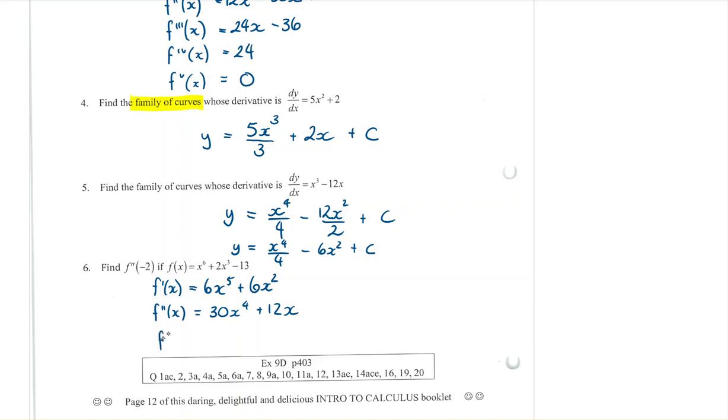Now I can specifically find that second derivative at minus 2. I can sub that value in for the x. It's always the x value that's in there. So that's 30 times minus 2 to the power of 4. Remember, you always put minuses in your brackets if you're going to put them in your calculator, otherwise it will be wrong. Plus 12 times minus 2. And that equals 456. Okay? Any questions? No.